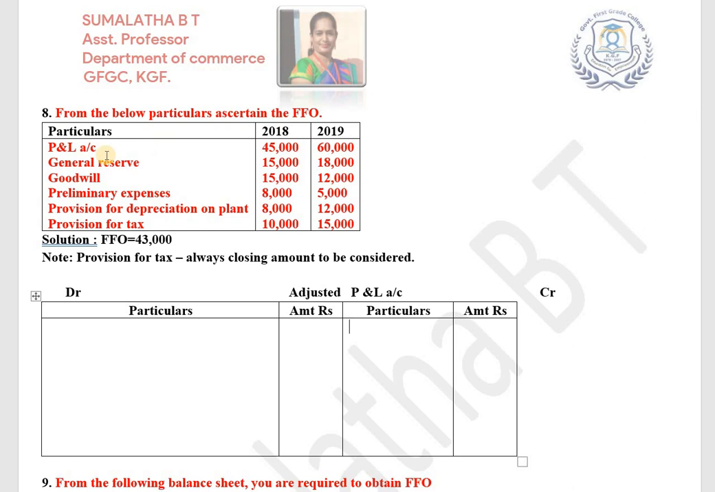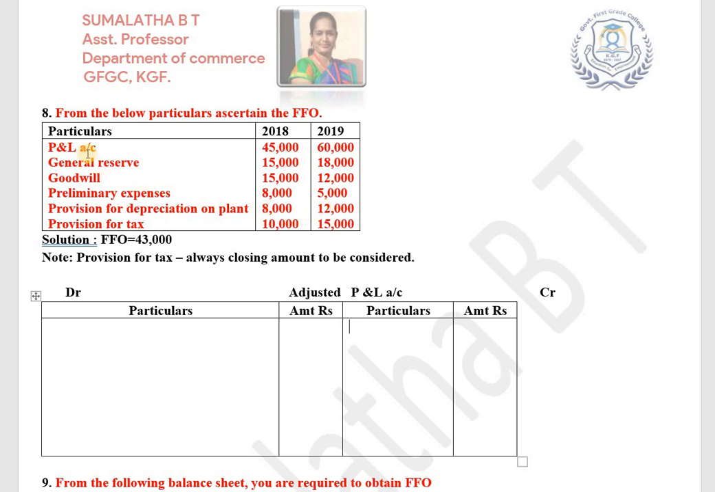Next problem, when you check out with the 8th problem, from the below particulars, ascertain the funds from operation. FFO, it is nothing but funds from operation. Particulars and 2 years information is been given. ಲಾಸ್ಟ್ ಇಯರ್ ಎಷ್ಟಿತ್ತು, ಈ ಇಯರ್ ಎಷ್ಟಿದೆ, ಎಷ್ಟು ನಾವು ಇನ್ನು ಅದಕ್ಕೆ ಟ್ರಾನ್ಸ್ಫರ್ ಮಾಡ್ತಾ ಇದೀವಿ ಅಥವಾ ಎಷ್ಟು ಸ್ಪೆಂಡ್ ಮಾಡ್ತಾ ಇದೀವಿ ಅಂತ 2 years information is been given.